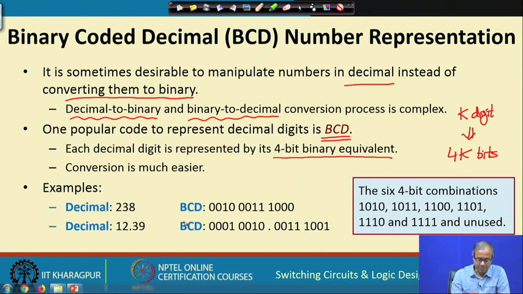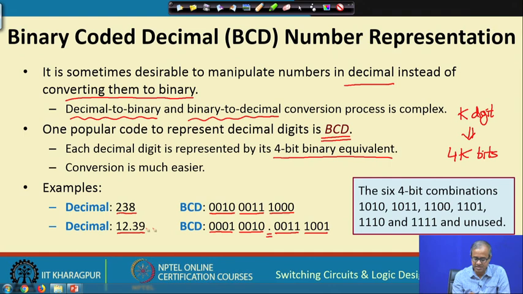Here are some examples. Suppose I have the decimal number 238. If you want to convert it to BCD, you convert it digit by digit. For 2, the 4-bit binary equivalent is 0010. For 3, it is 0011. For 8, it is 1000. So, this is your BCD representation. Now take a number with a decimal point, let us say 12.39. 1 and 2, then the point, then 3 and 9. You see the conversion is one to one, straightforward.